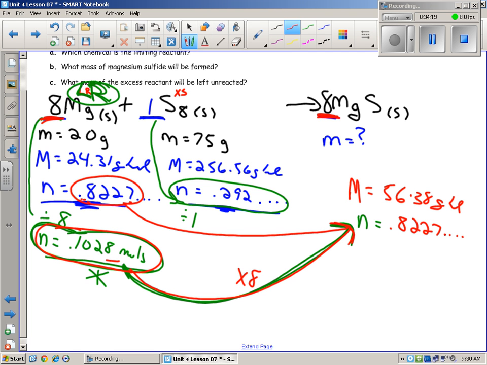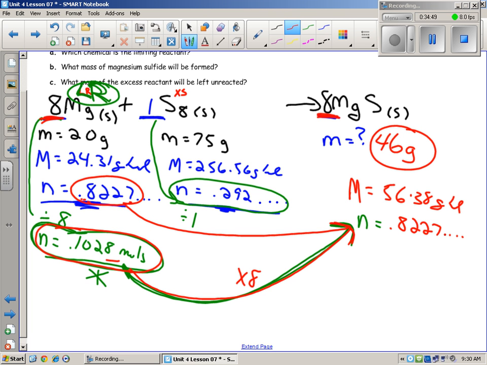Okay, let's see here. So times it by 0.8227067051, and I get 46. Well, I got to leave it at 46 grams, guys, because I only have 2 significant digits in this question. The 20 and the 75 are only 2, so I have to leave it at that. All right. Is that okay so far?